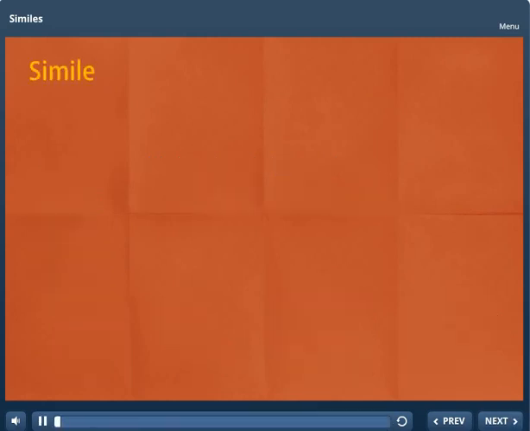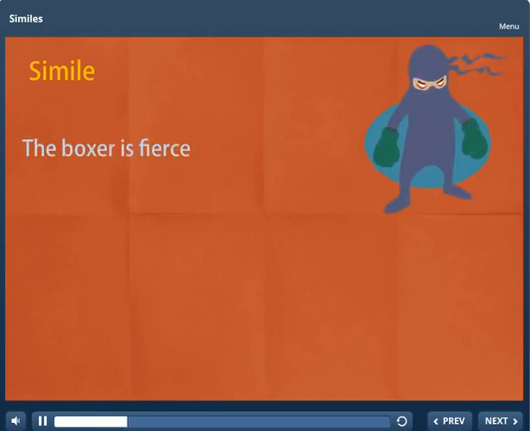Another way of forming a simile is by using the word like. The word like is also a comparing word. We are comparing the boxer to something else. Let's fill in the blank with a noun that we want to compare him to. We just saw that the boxer is very fierce. What do you think would be the best word to compare this fierce boxer with?